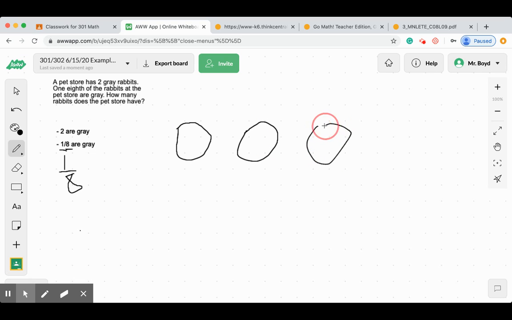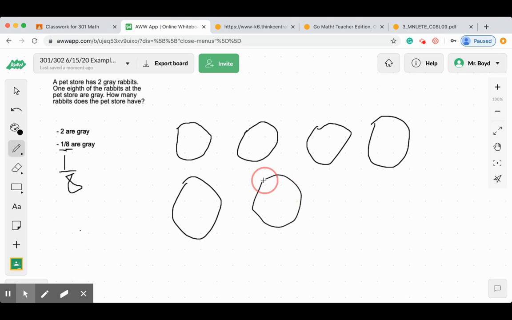And again, we know this is a unit fraction because our numerator is 1. Anytime your numerator is 1, it is a unit fraction. So I'm going to make 8 equal groups, or 8 groups, and then I'm going to look. Two are gray rabbits, and it says 1/8 of the rabbits at the pet store are gray. So I'll use that information to put 2 inside 1/8.